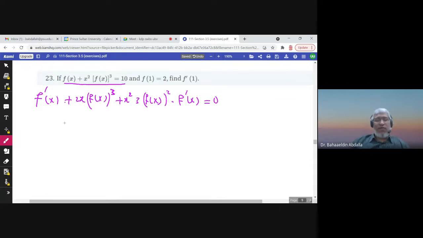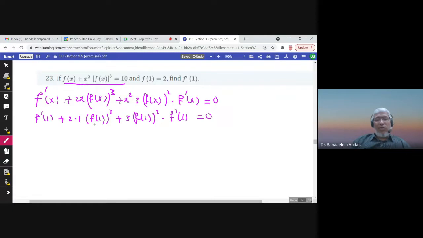Now I need to find f prime of 1. So I can solve this equation for f prime of x, and I can do it like this. I can replace x by 1. So f prime of 1 plus 2 times 1 times f of 1 to the power 3, plus 1 squared is 1, f of 1 to the power 2, f prime of 1, equals 0.